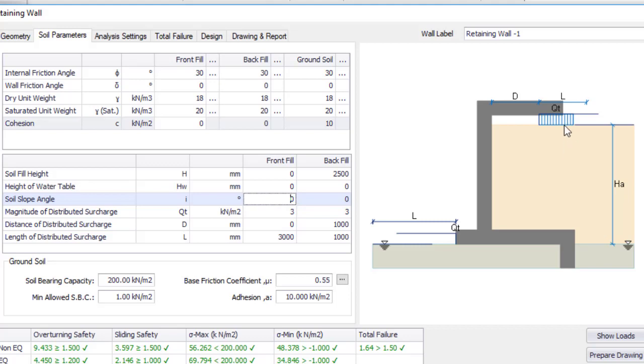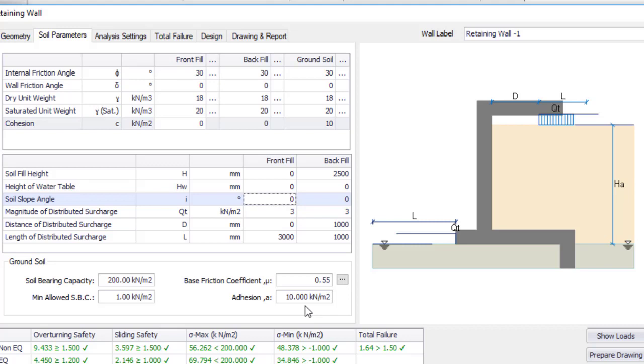Then I have a surcharge. Surcharge simply means the load that is being placed on the soil that is used as backfill. The backfill is a load on the wall, which is the retaining wall. But there's still a surcharge, that is the load of people, the load of other equipment, you know, dead load and live load.